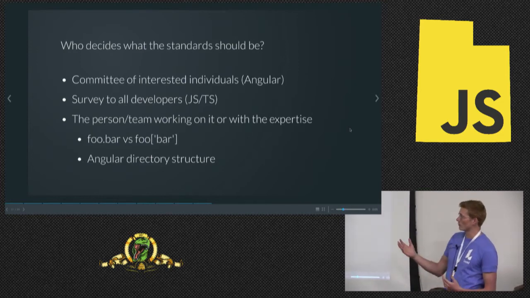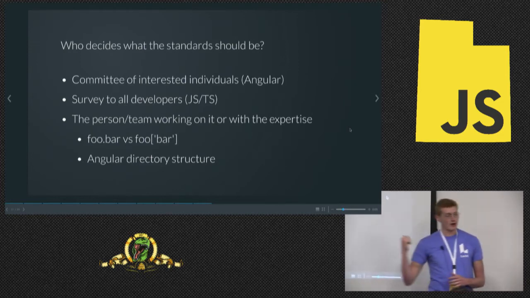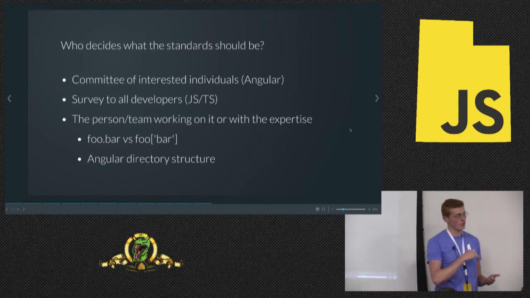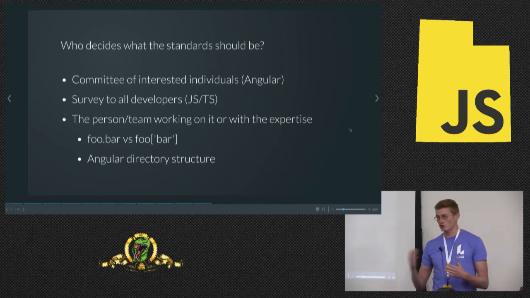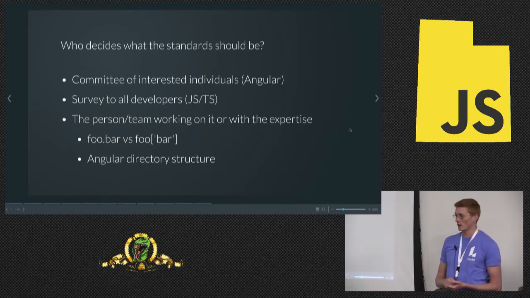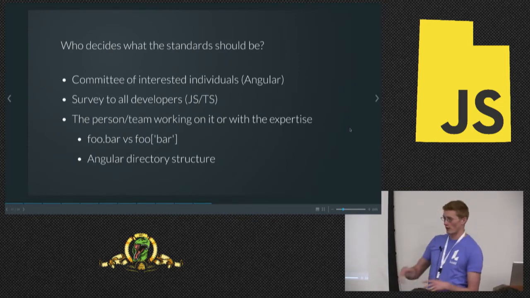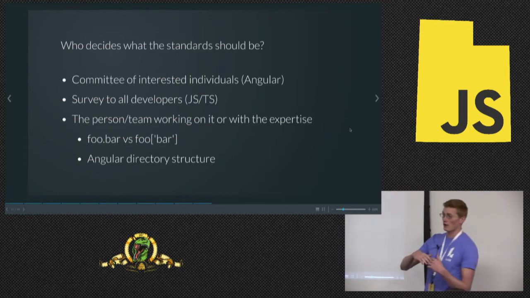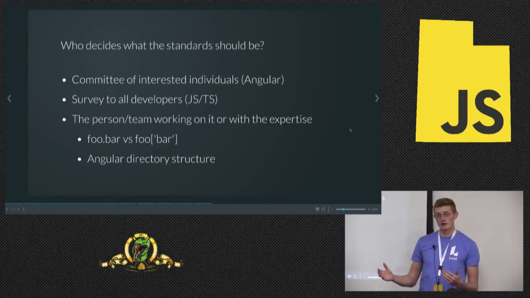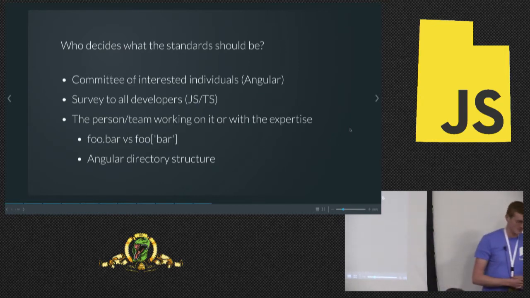For us, we had a couple different ways that they were decided on. The first was a committee of interested individuals. That's what we did for our Angular. So we use Angular, like I said, and for Angular standards and conventions, there were a few of us that felt very strongly about the quality of our Angular code. And so we got together, came up with these standards, and were then able to enforce them. For JavaScript and TypeScript standards that affected everyone more broadly, we sent out a survey, got everybody's preferences back, and kind of took the majority vote on most of those.